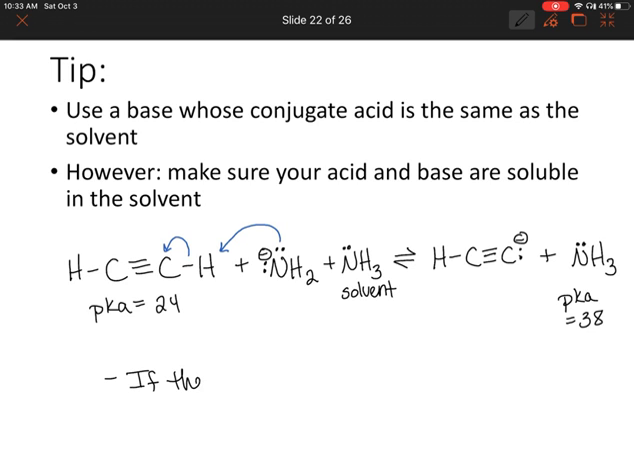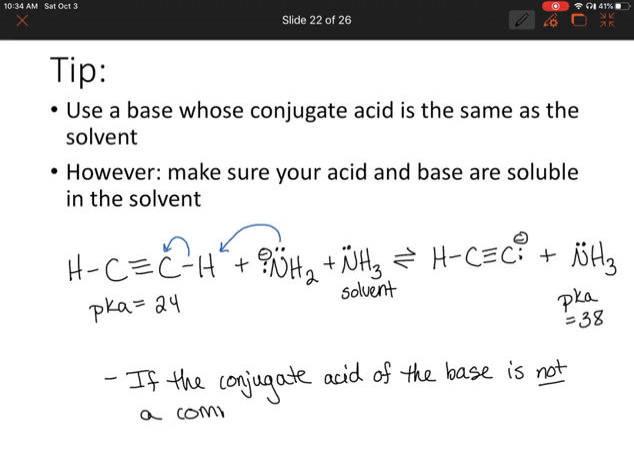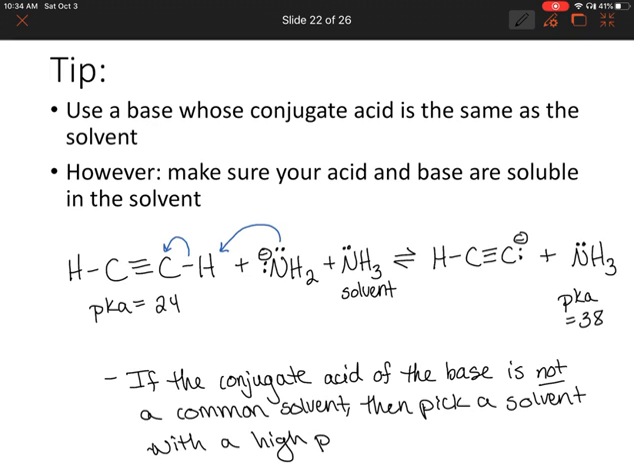So if the conjugate acid of the base is not a common solvent, then pick a solvent with a high pKa value. So that way the base won't take a proton from the solvent because the solvent has a really high pKa value. So it's not a good acid.